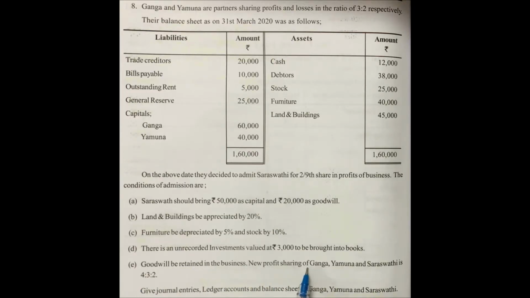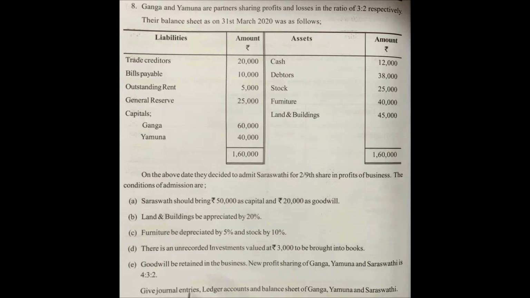New profit sharing of Ganga, Yamuna and Saraswati is 4:3:2. Give journal entries, ledger accounts and balance sheet of Ganga, Yamuna and Saraswati. He is asking us to prepare journal, ledger and new balance sheet. But we don't prepare the journal in this problem, because in public examinations 99% of the time we only have to do this problem without preparing journal entries. Therefore we practice that.